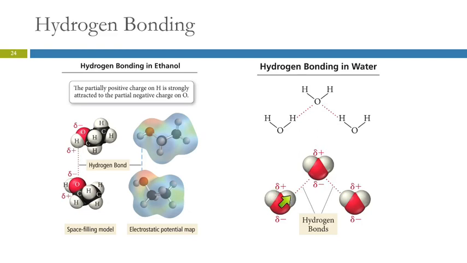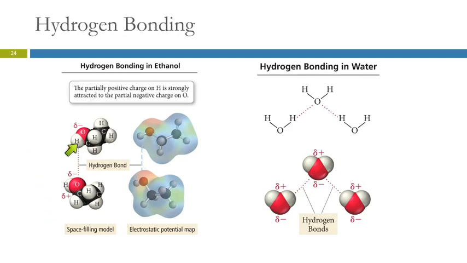This partial positive charge is relatively strong compared to a molecule that doesn't have fluorine, oxygen, or nitrogen, because oxygen is very electronegative. The partial negative charge here is extra strong because oxygen is so electronegative. And because it's also a small atom, these molecules can come very close together. So the hydrogen bond is the electrostatic attraction between the hydrogen on one molecule and the oxygen on a neighboring molecule. Okay with that? Here we have ethanol.